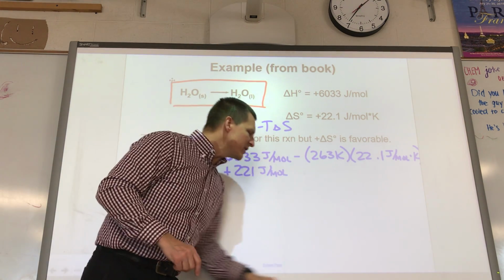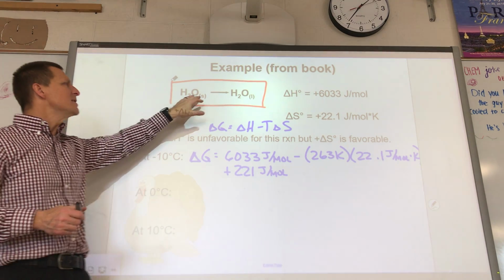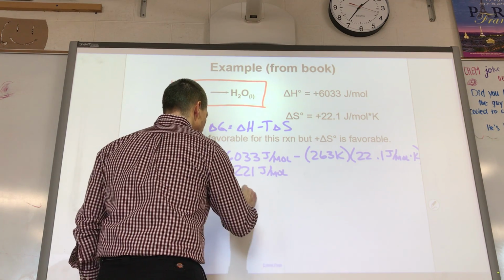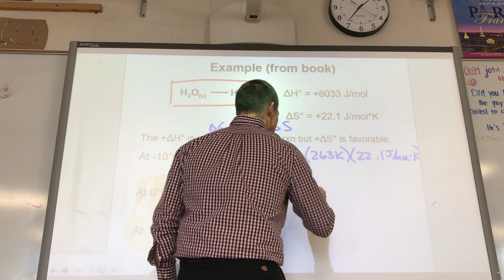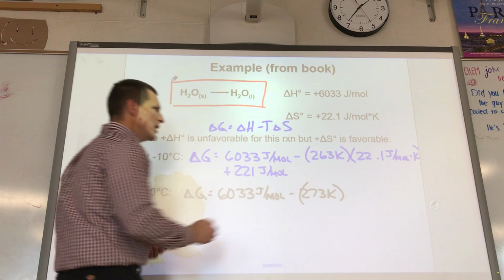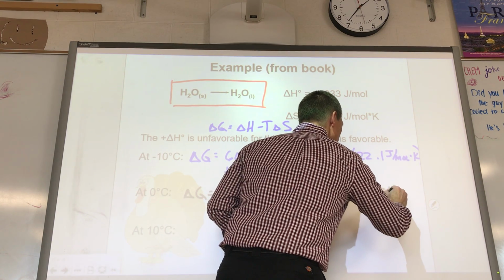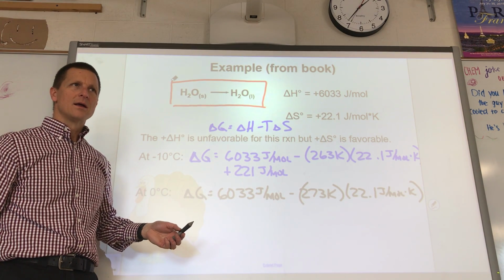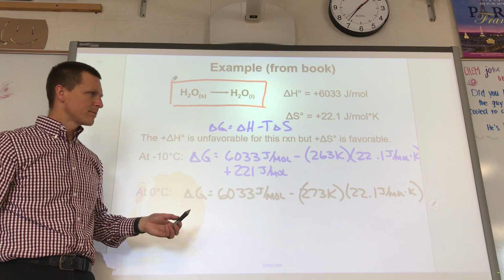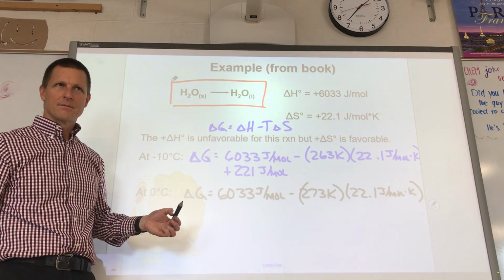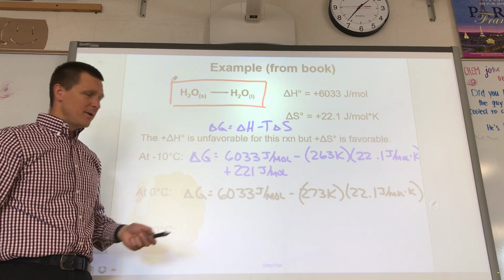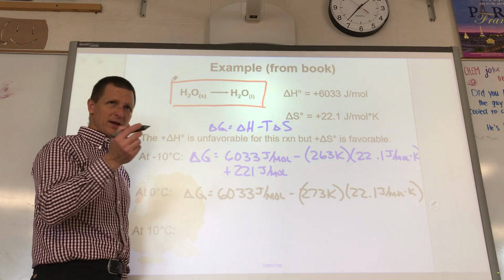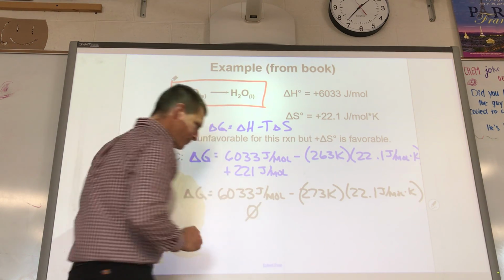Now, take a look at 0 degrees Celsius. What happens with solid ice at 0 degrees Celsius? Well, delta G in this case would be 6,033 minus 273 Kelvin this time, because the temperature is now 0 degrees Celsius, times 22.1. What do you get? You're going to get something that's very close to 0. It does not come out to exactly 0, but it's like negative 0.3 or something like that. So I'm just going to say that the delta G is 0.